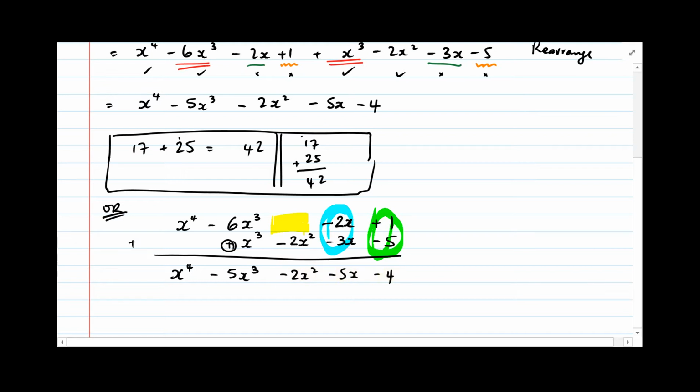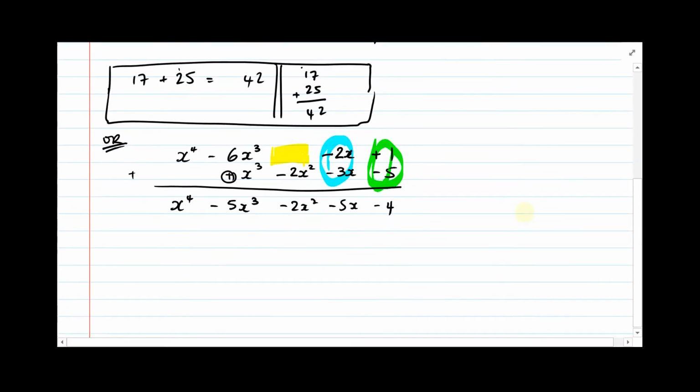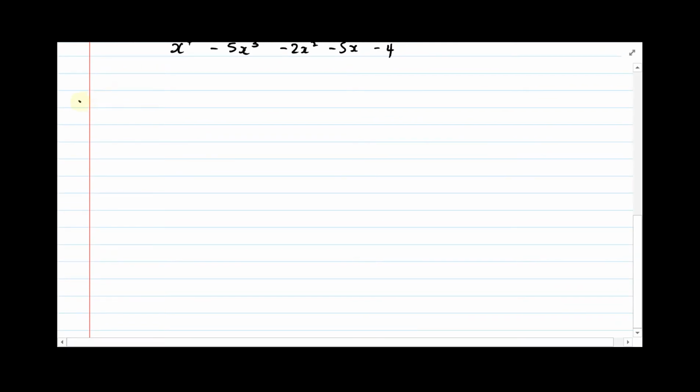I want you to get used to both styles, that is adding in a horizontal line and adding vertically. Because we will be using that vertical addition and subtraction as we go on. Alright, let's just try one with more items that are being added vertically. So we could give you, say, 3x squared, 2x plus, minus 7, and let's say 4x plus 3.